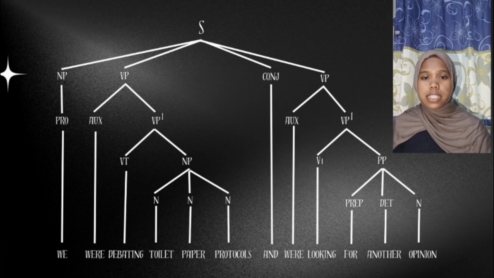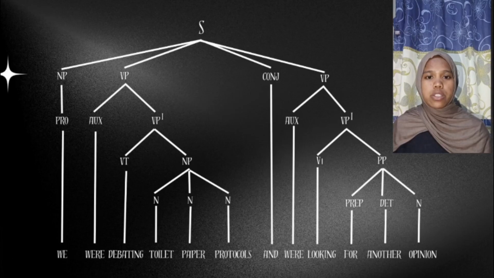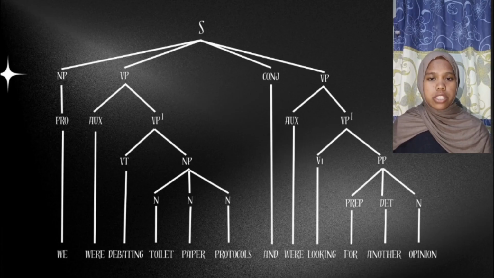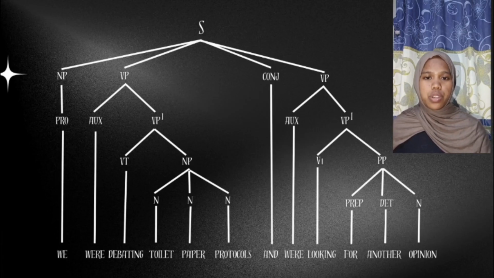This is because in syntax, the main verb and its complement first form a smaller unit called VP bar before combining with the auxiliary verb. Therefore, it is more accurate to divide the VP into auxiliary and VP bar. Under auxiliary, we place the word were because it is an auxiliary verb used to form the past continuous tense. And then under VP bar, we draw two branches, that is VT and NP.